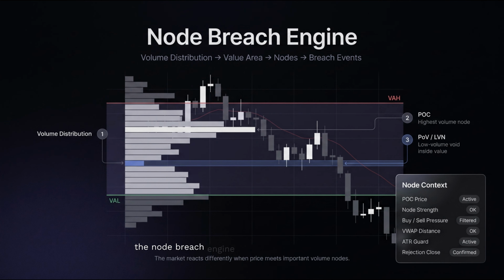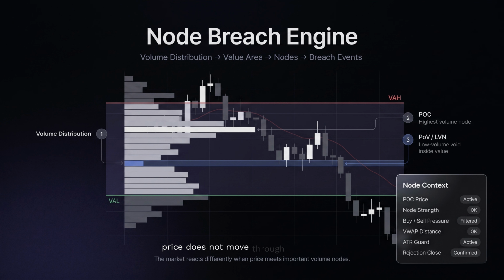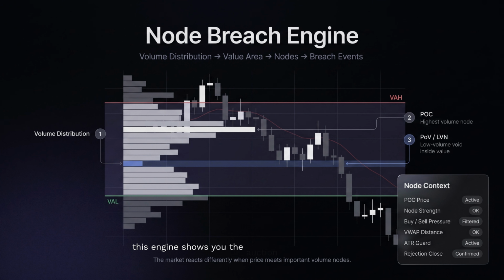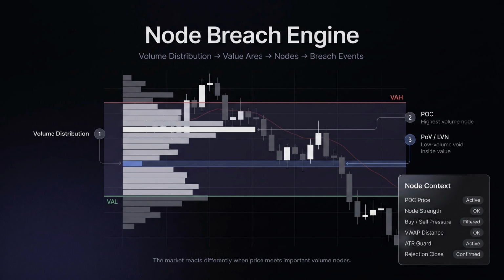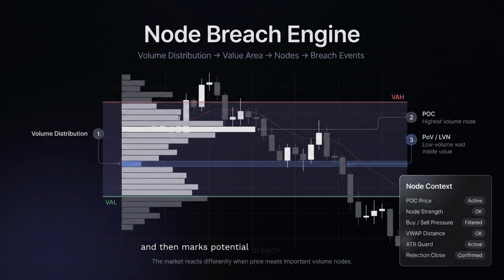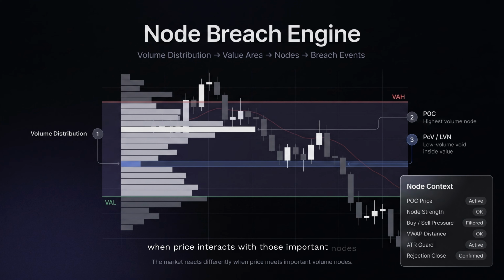The node breach engine is built around one simple idea. Price does not move through empty space. It moves through areas where traders are positioned. A normal chart shows you candles. This engine shows you the auction behind those candles. It maps out volume distribution, identifies the point of control, highlights the value area, detects low volume voids inside that value area, and then marks potential breach or rejection events when price interacts with those important nodes.